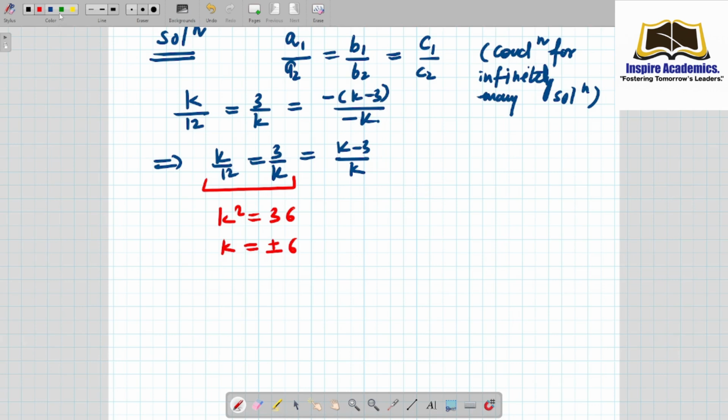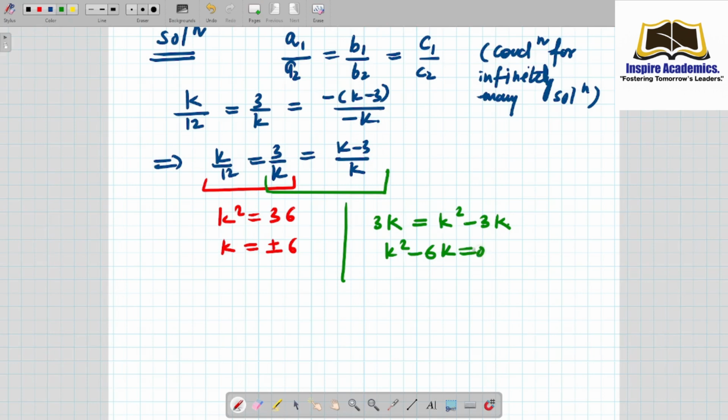Now let us take these two. So from there we will get 3k should be equal to k square minus 3k, which means k square minus 6k must be 0, and from here k minus 6 is 0. So k is 0, k is 6. Now we need to take the common solution. So the common solution is 6.